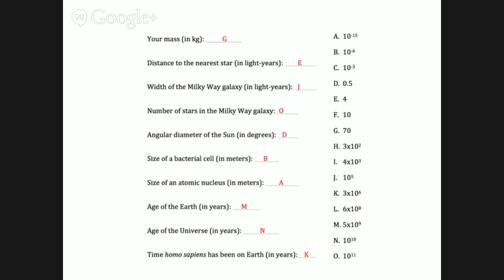What is the last question? The time Homo sapiens have been on Earth? Actually, this is wrong. I have this wrong in the notes. It's 10 to the 5. So even I need to know my numbers. Yeah, it's 100,000 years. Sorry, that's the old solutions. It's 100,000 years.